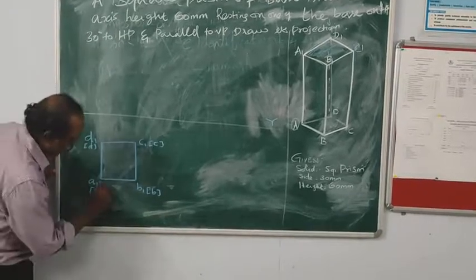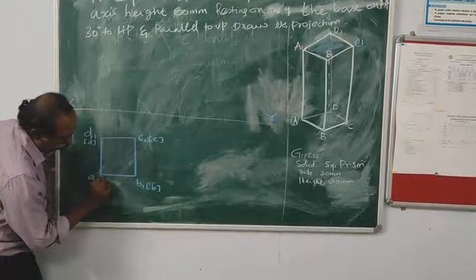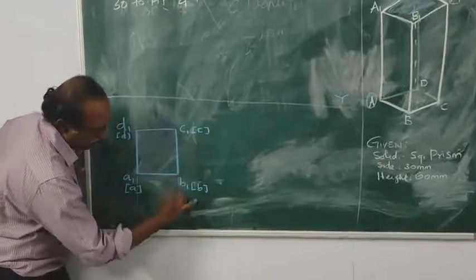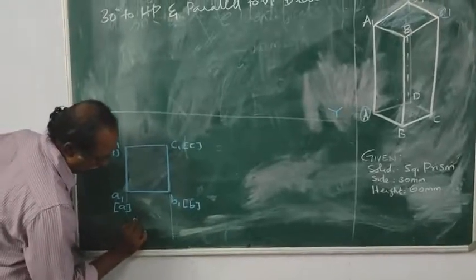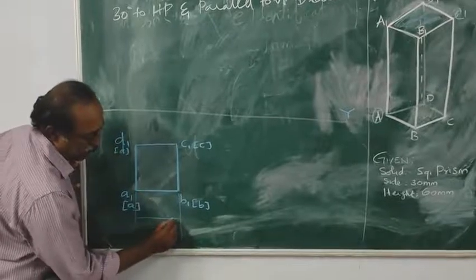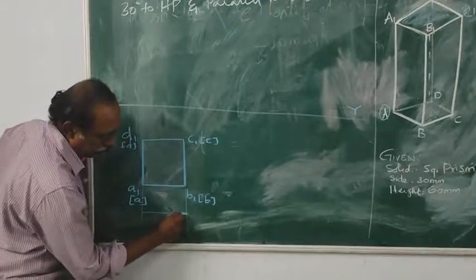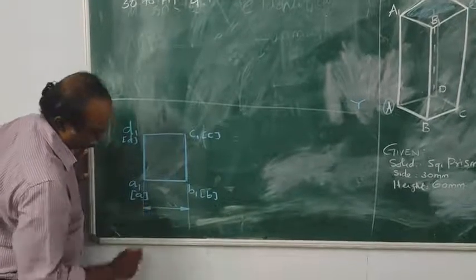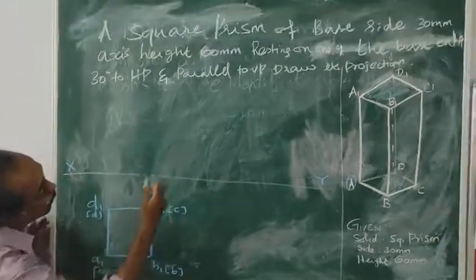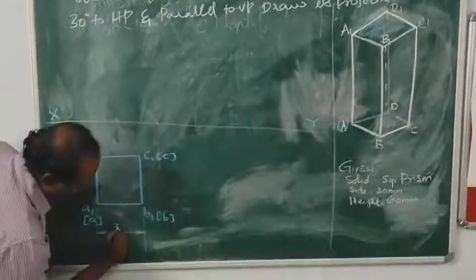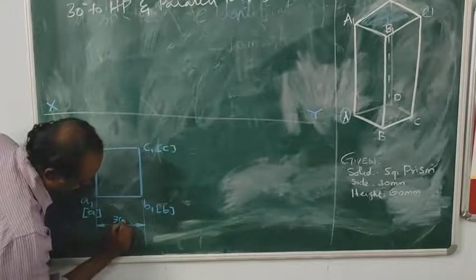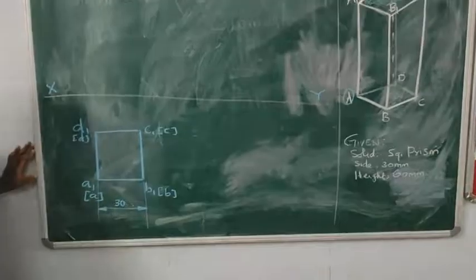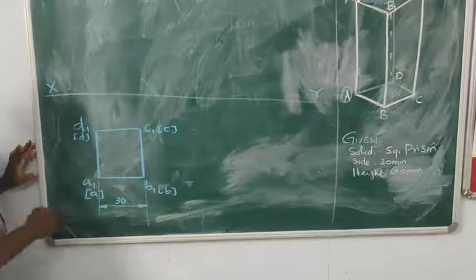Then you have to mark the dimension. Keep the dimension line at some distance, 1 or 2 mm. Using a 2H pencil, draw the extension lines and the dimension line, then draw the arrowheads using an HP pencil. The dimension given is 30 mm, so mark 30 mm in the middle of the dimension line, keeping some distance from it. This is called the top view.